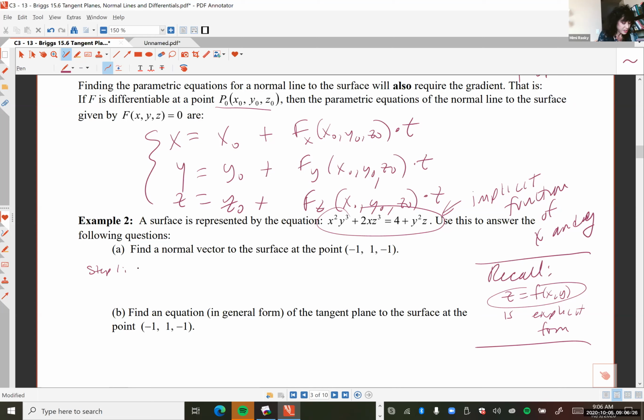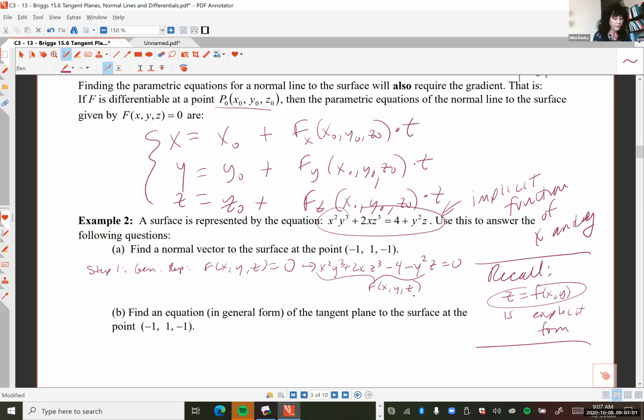You need to get this general, I'll call it gen rep, where everything is on one side and 0 on the other. So I'm just going to move everything to the left. So I'll keep the x squared y cubed plus 2xz cubed. I'll subtract 4 from both sides, and I'll subtract the y squared z from both sides, and then I'll have equals 0. So this stuff over here on the left, that is a brand new function that you are going to name big F.